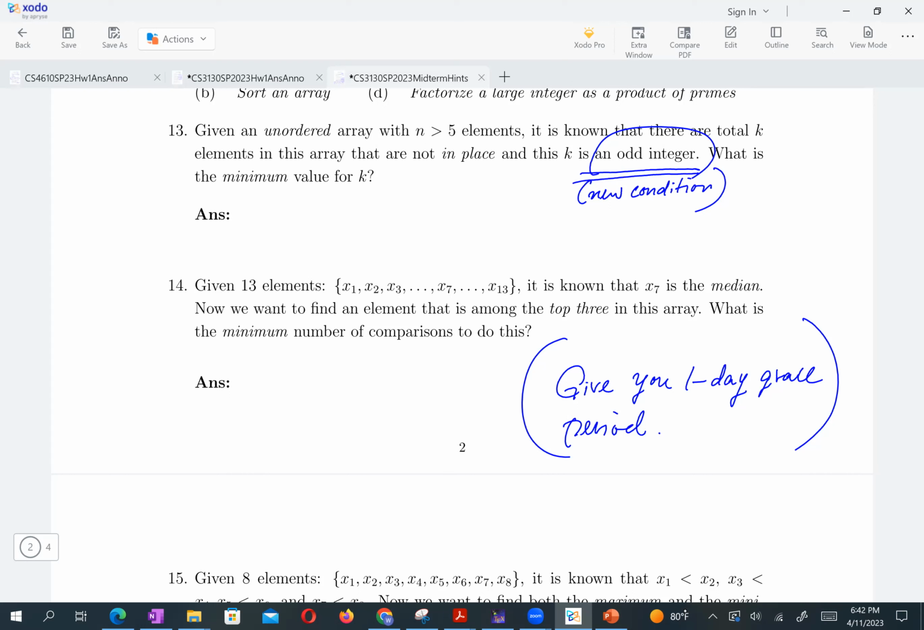Just do the best you can. I will post this as an announcement to everyone. So 1 day grace period. But the deadline I do not change. I still set midnight today as the deadline. But you have a little more room, a 1 day grace period if you need to use it.